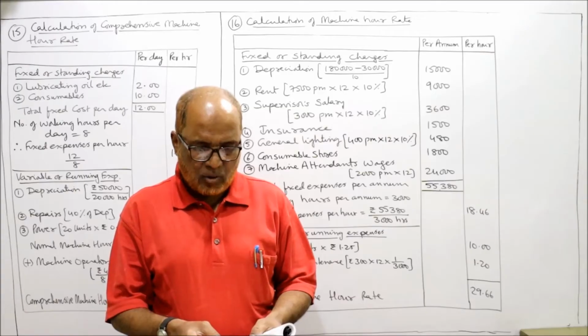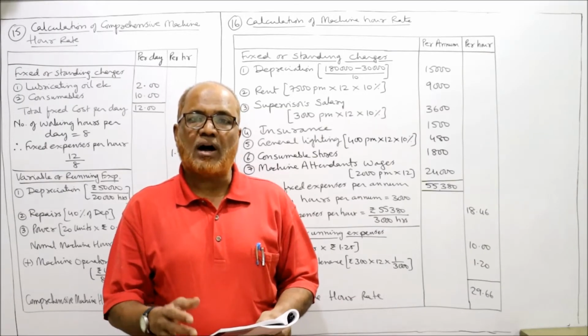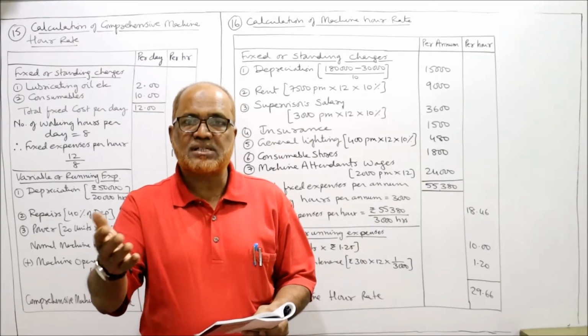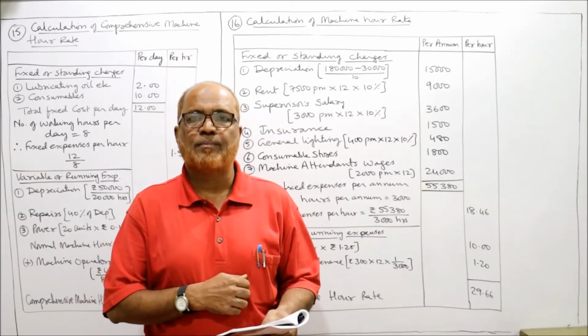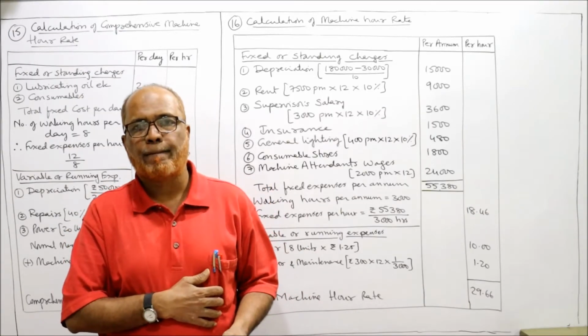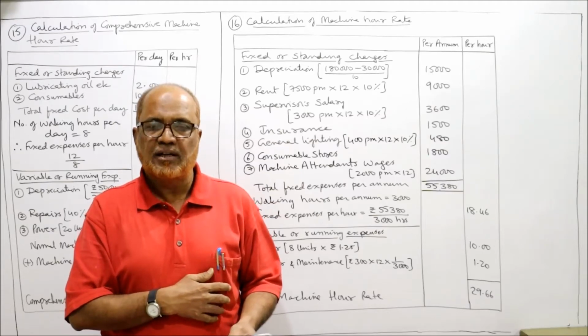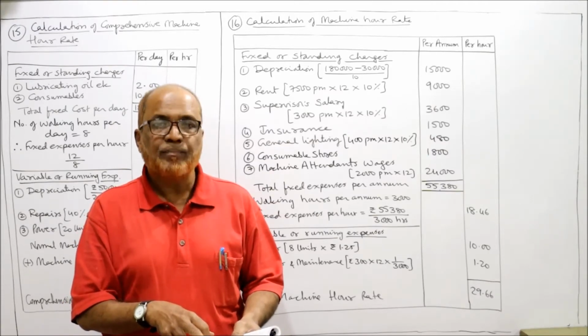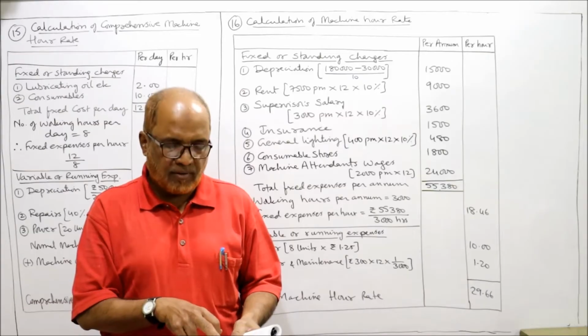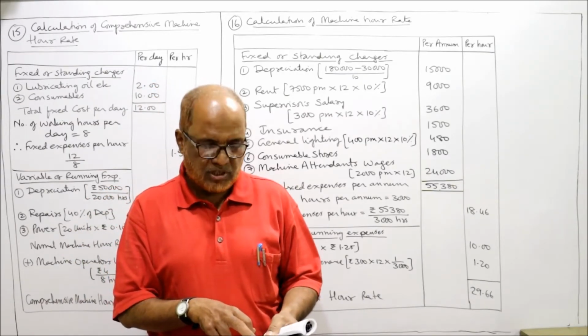Estimated scrap value after its life of 10 years is 30,000. So after 10 years of life, the scrap value is expected. So we can treat the depreciation as a fixed cost, fixed expense. Cost minus scrap divided by life in years. So cost is 1,80,000 minus 30,000 divided by life 10 years. We'll get annual per year depreciation.